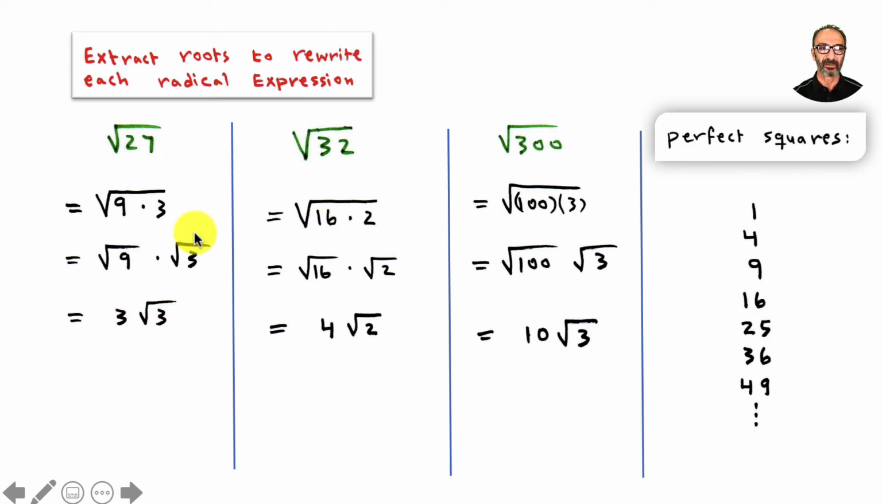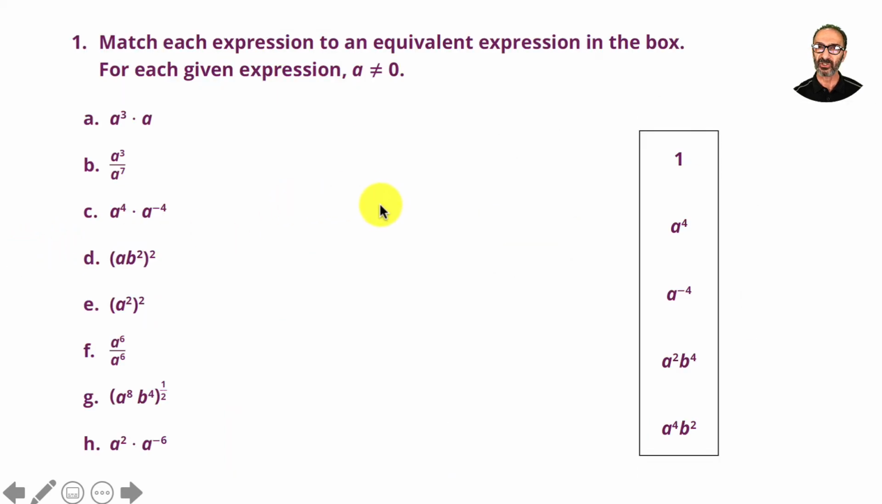Let's move on to something different, which is an activity that says the following. Match each expression to an equivalent expression in the box at the right side. For each given expression, make sure that a does not equal 0. We don't want to deal with zeros, as you know. Like this is going to end up 0, this is going to end up 0 over 0. We don't need that. I'm going to save you some time and do the work. I'll put this in the description as timestamps, so anything you want to visit, you could just jump to it using the timestamps.